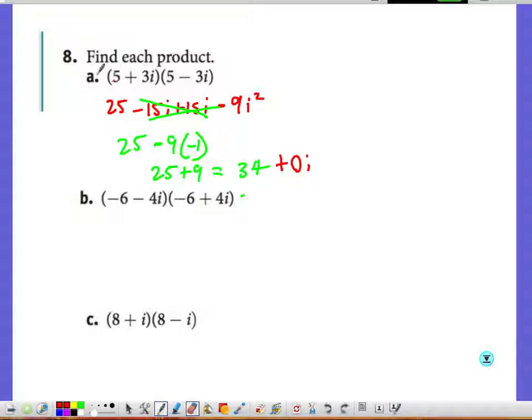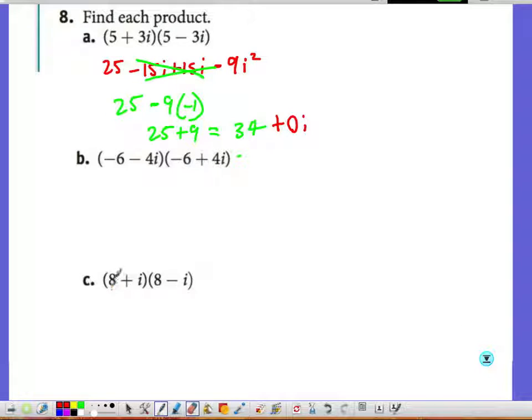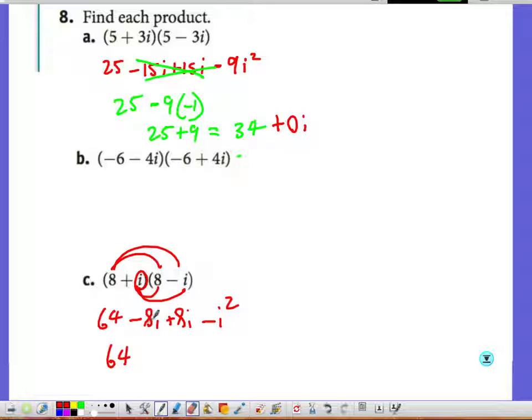Okay, so maybe this was just a coincidence. Let's see what we get for this one right here: 8 plus i, 8 minus i. Distribute the 8. So 8 times 8 is 64. 8 times negative i is negative 8i. Okay, distribute the i now. i times 8 is positive 8i. And i times negative i is negative i squared. Okay, so we're going to have 64 negative 8i plus 8i. Well, that becomes 0.